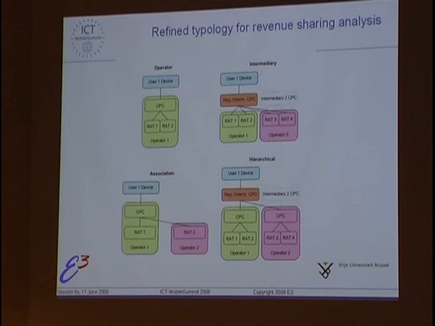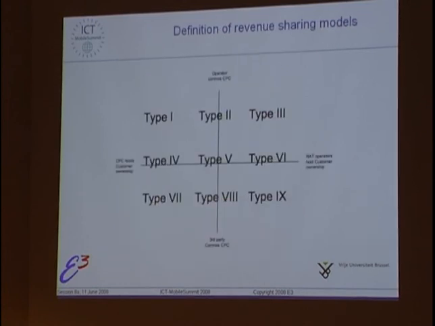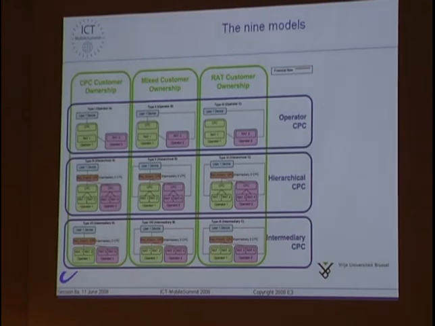So first we extended to these 4, and then we defined our 9 revenue sharing models, basically looking at 2 crucial variables. First of all, who controls the CPC, who actually owns it, whether it is the operator that owns it or the third independent party, or both, like in the middle. And the second variable being who has customer ownership, who has the billing relationship with the end user. Is it the operator of the RAT, like we know it today, or is it the CPC incorporated, who has some kind of spectrum broker function and becomes the contact of the customer with the RAT.